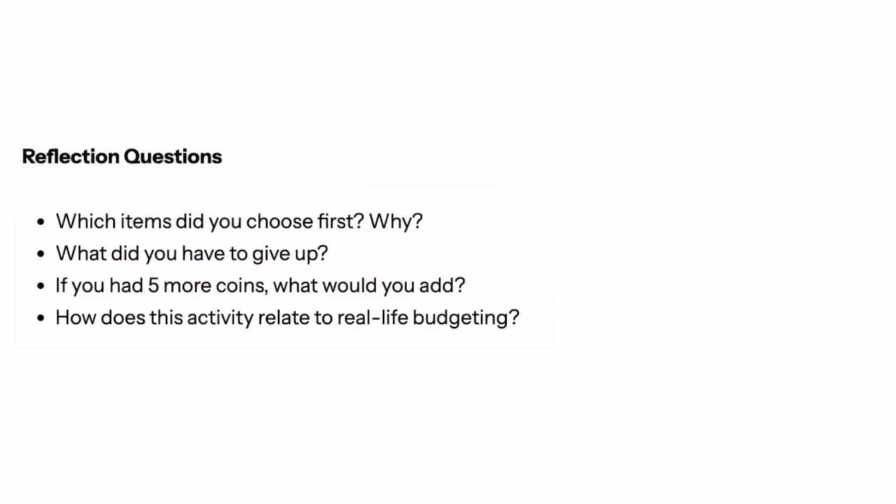Now that we've finished our activity, I have some reflection questions. First, which items do you choose first and why? Also, because of these choices, what did you have to give up? For example, if you had 5 more coins, what would you choose to add to your purchases, and how does this relate to real life budgeting, which is essentially the most important part of what we're learning right now?